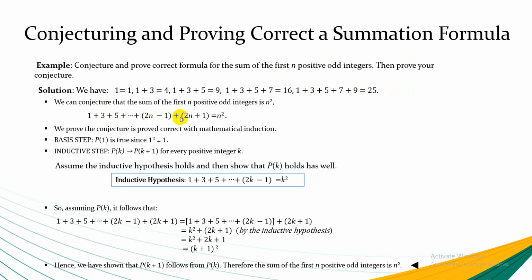So 1 plus 3 plus ..., we guess that this is equal to n squared. Now this is what we guessed. Is this true or not? We can try to prove it. How to prove it? Using induction.